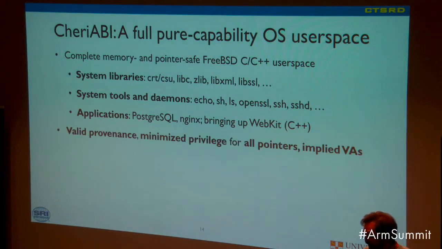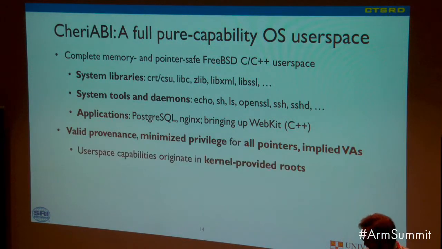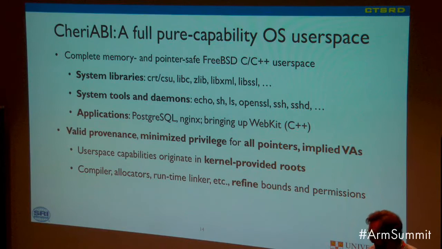We then want to go around and find all these pointers, and we want to ensure that they have these properties. So we're going to originate all capabilities in a small number of root capabilities provided to user space. User space can't just make these things up. It has to get them from somewhere, and the kernel is where it gets them from. And then we're going to modify our compilers and our allocators and our runtimes to refine the bounds and the permissions wherever possible, because we want to minimize these rights.